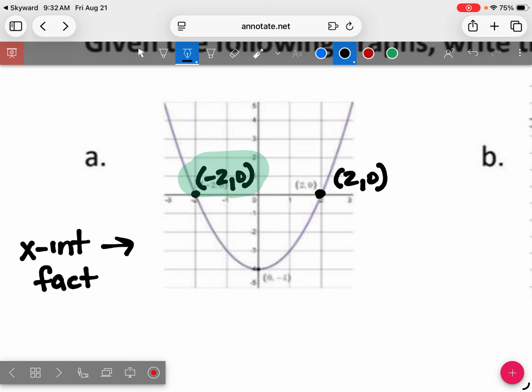All right, x-intercept to a factor, you have to flip the sign. You have to flip the sign.